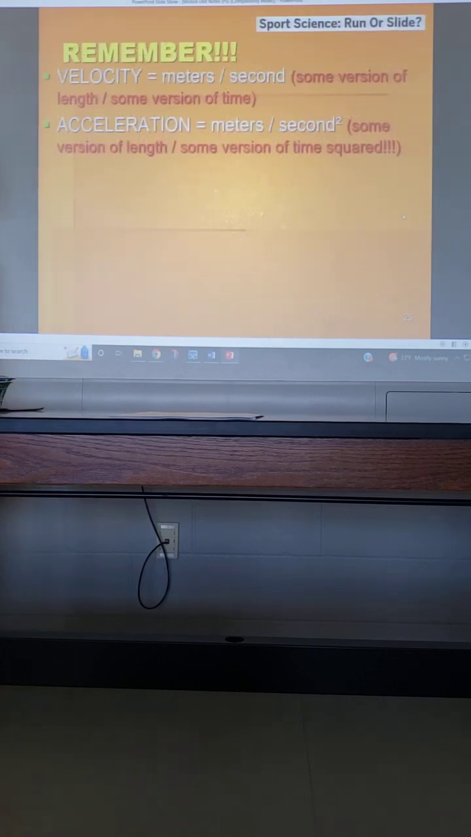Okay, and so velocity is the meter per second, or some version of a length divided by some version of a time. And so that's how we end up with the meter per second squared. And as we go through these, I will show you, just like I did before, where the units come from, and kind of prove that.